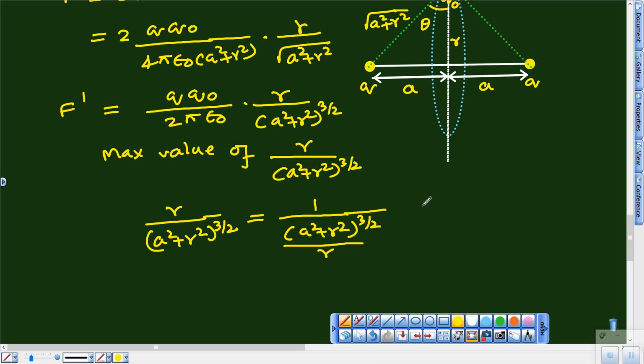R goes inside and it becomes 1 upon a square plus r square raised to the power r raised to the power 2 by 3. This is the important step. Remember that when this power, then this denominator will be taken out, so these two powers will get multiplied to become 1, which is here as well.